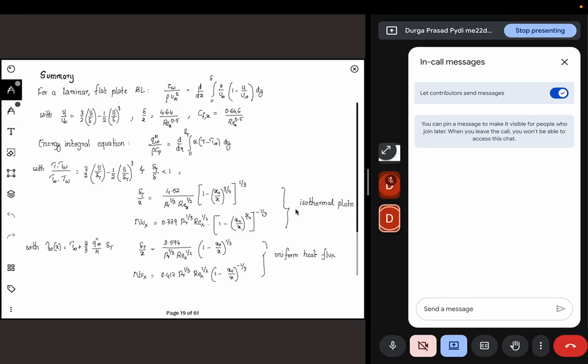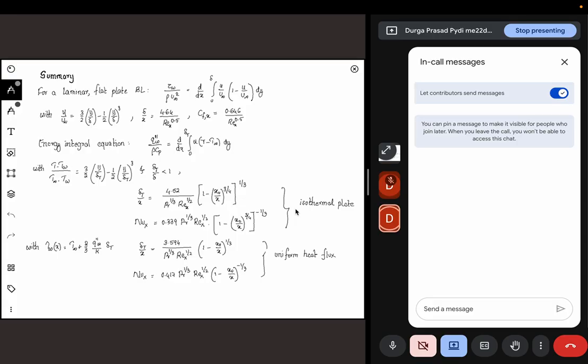So in summary, what we have discussed in these lecture videos is basically using the integral technique to solve the boundary layer equations. We solve the momentum equation and then the energy integral equation, so that each equation has only one variable. Using the momentum integral equation, we first find the hydrodynamic boundary layer thickness, and then we use the energy integral equation. Depending on whether the Prandtl number is greater than or less than 1, you will be solving for the thermal boundary layer thickness.